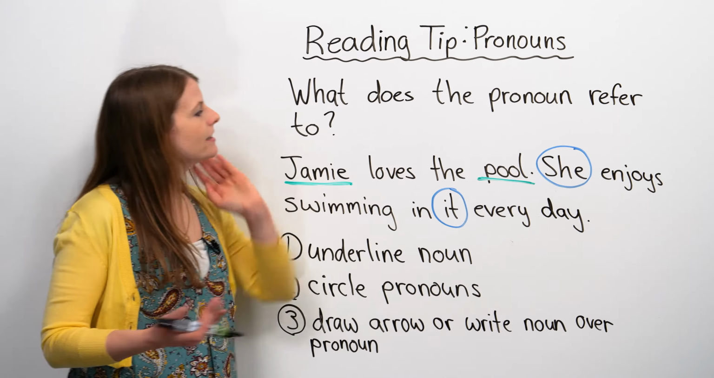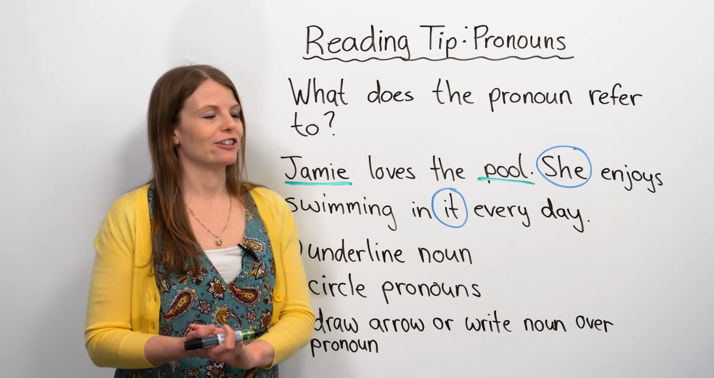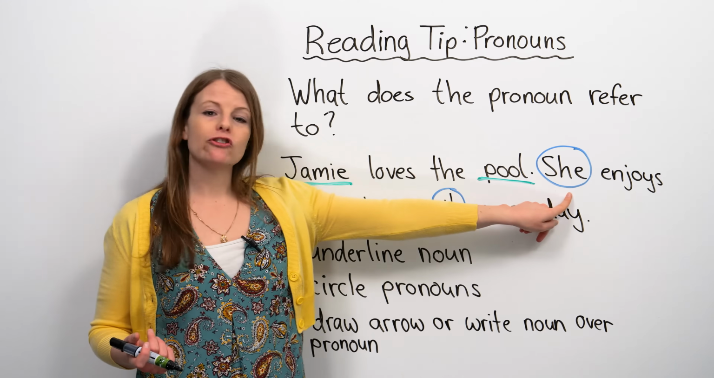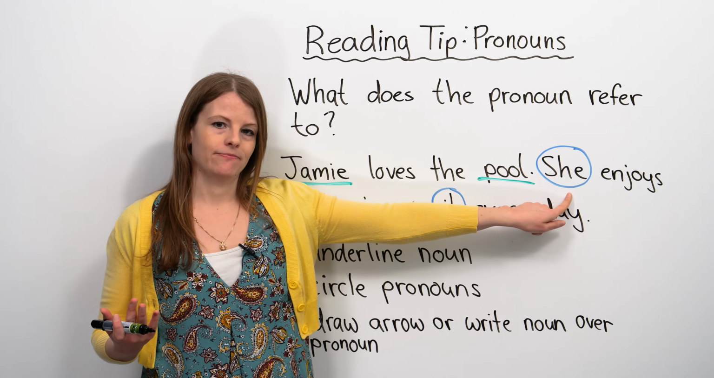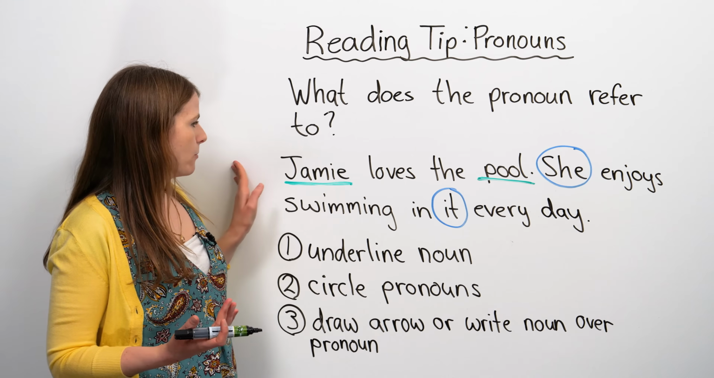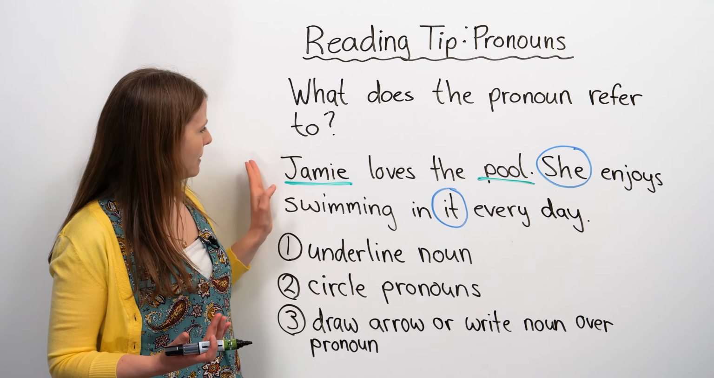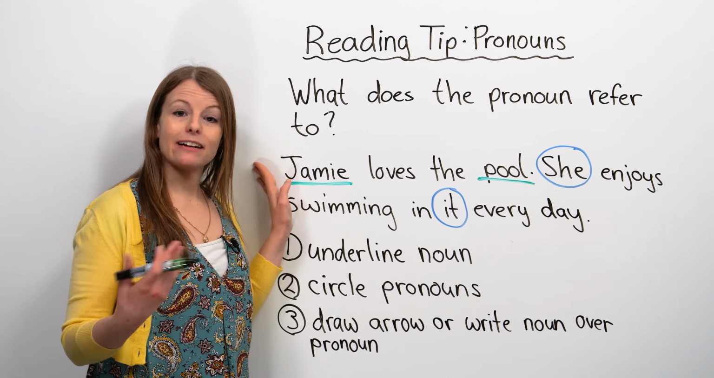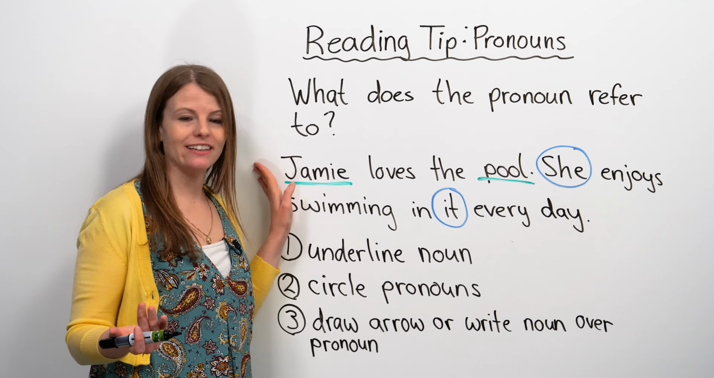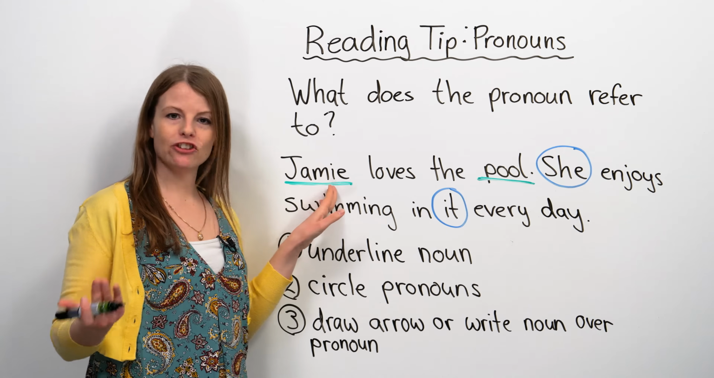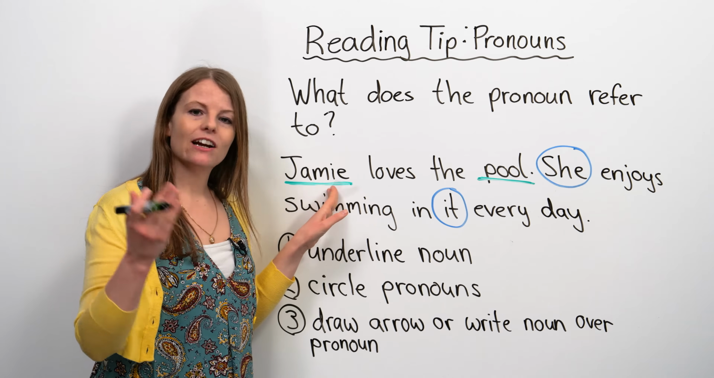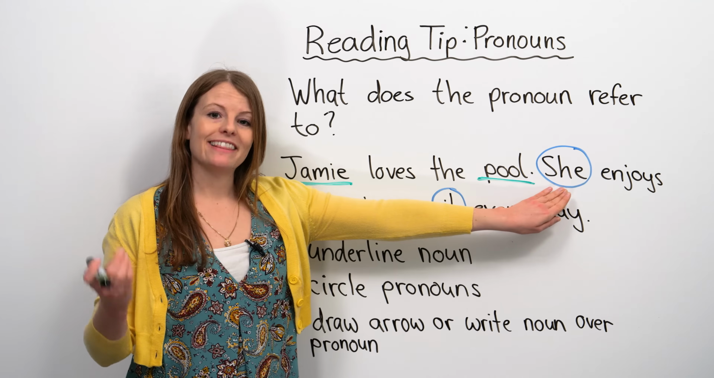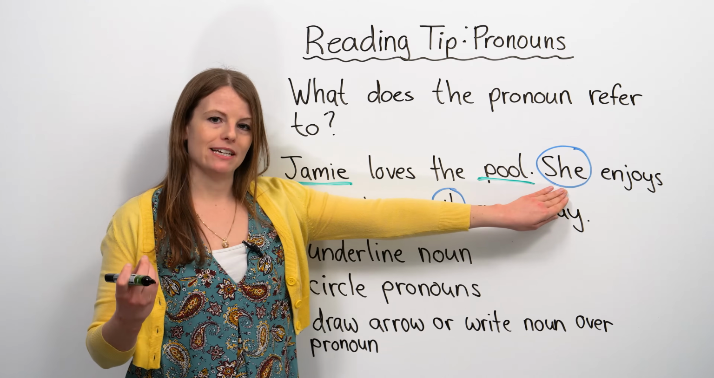Every day. So now I have to ask myself this question. What does the pronoun refer to? What does she refer to? So what I'm going to do is I'm going to look at the sentence. Jamie loves the pool. I know a pool isn't a person, so I wouldn't use she. And the only other noun here is Jamie. So she refers to Jamie. She is the pronoun that is replacing the word Jamie.